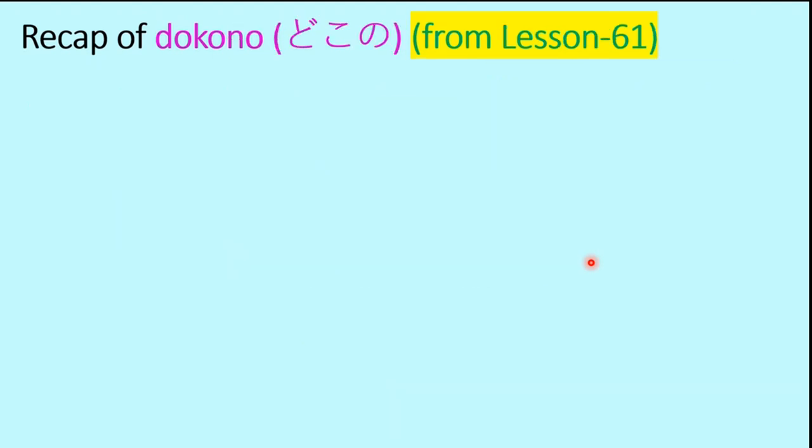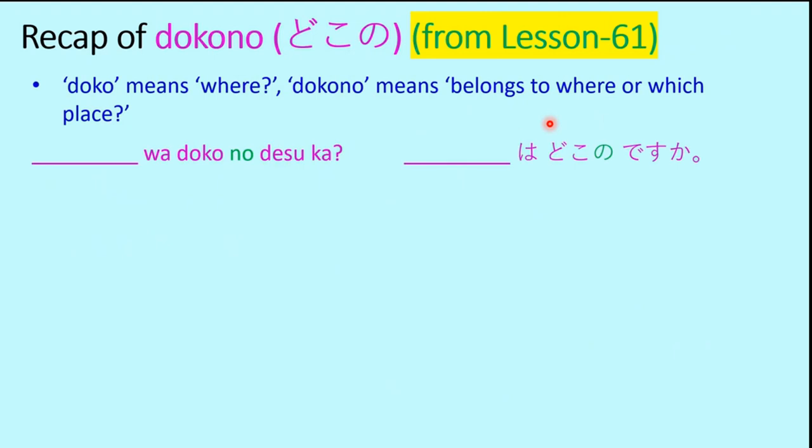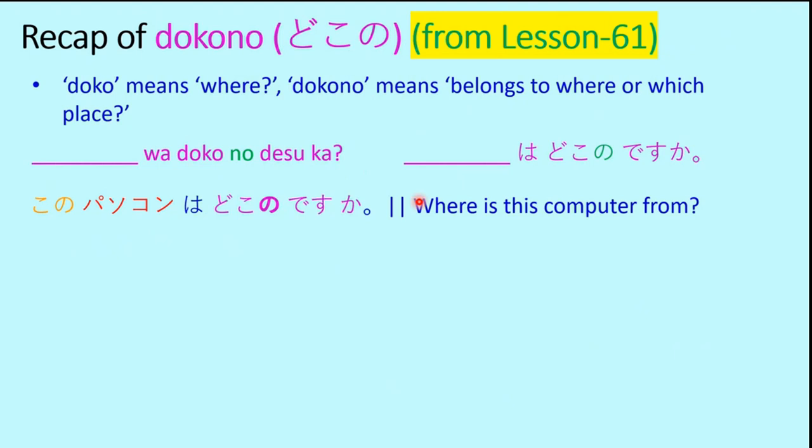Then we discussed in the last lesson about doko no. We all know that no is a particle which is used to express belongingness or possession of something by someone. So doko means where and doko no means belongs to where or belongs to which place. So the question format will be noun or pronoun wa doko no desu ka? Means where is this thing from, or which place these things belong to, or where have you brought this thing from. Computer, where is this computer from? That is, the manufacturer of the computer is in which country.